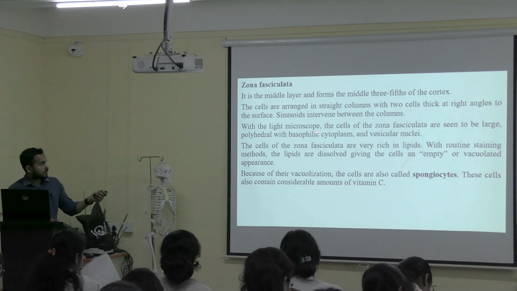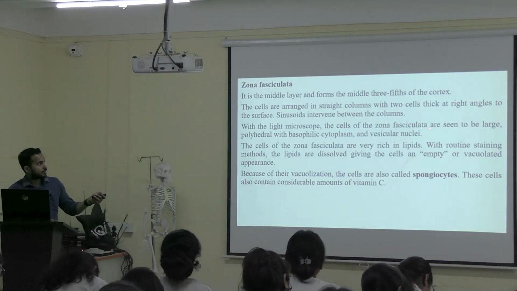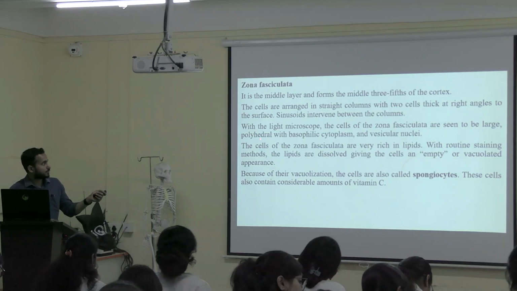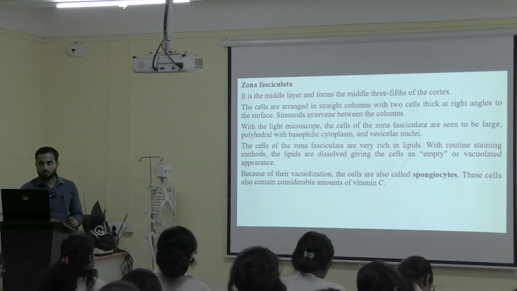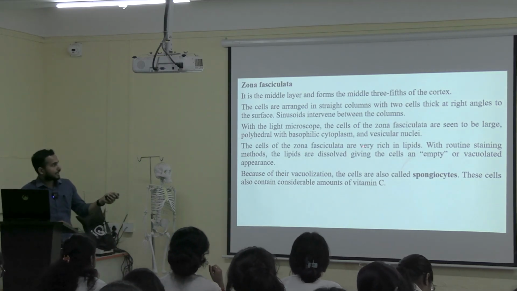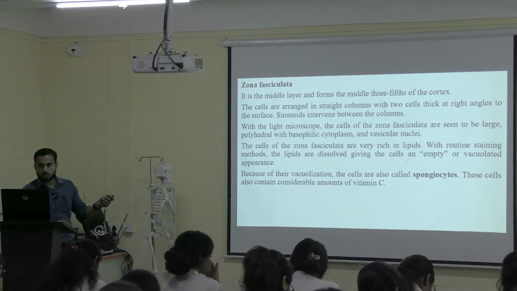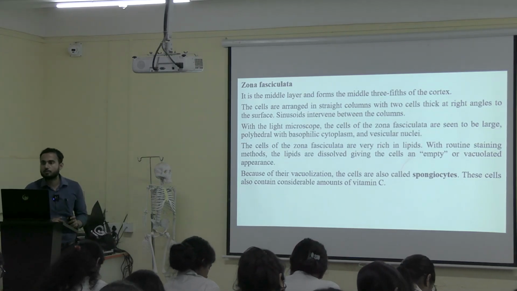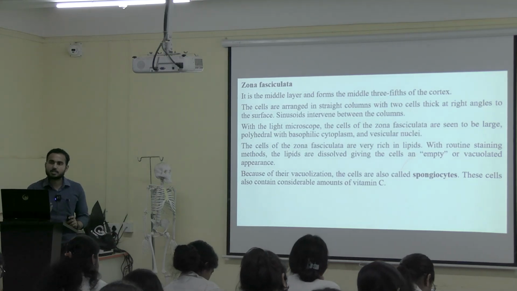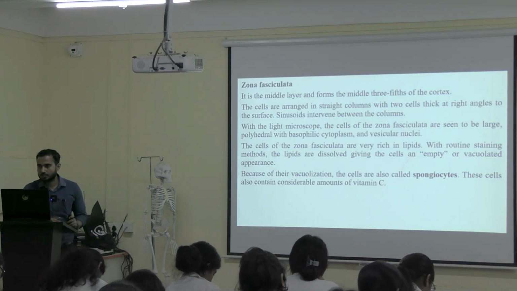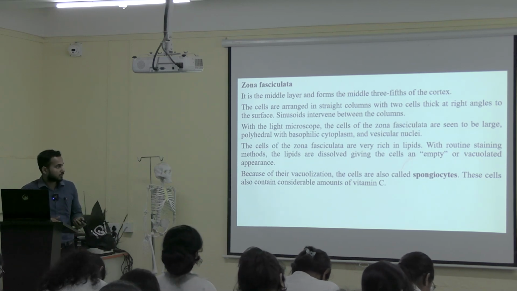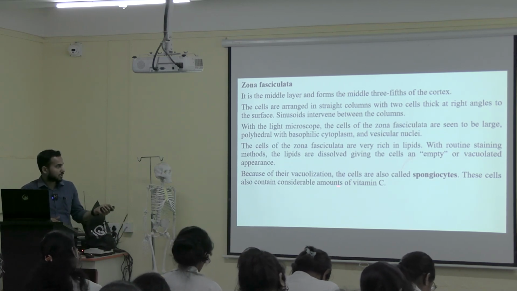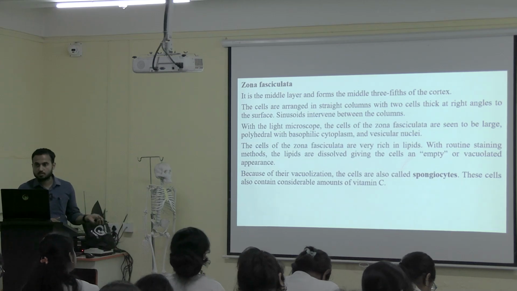With the light microscope, the cells of zona fasciculata are polyhedral with basophilic cytoplasm and vesicular nuclei, and rich in lipid droplets. At the apical part of the cell, lipid droplets are present. During processing, the lipid droplets are washed away, so they appear vacuolated. That's why these cells are also called spongiocytes. They can also store a considerable amount of vitamin C.